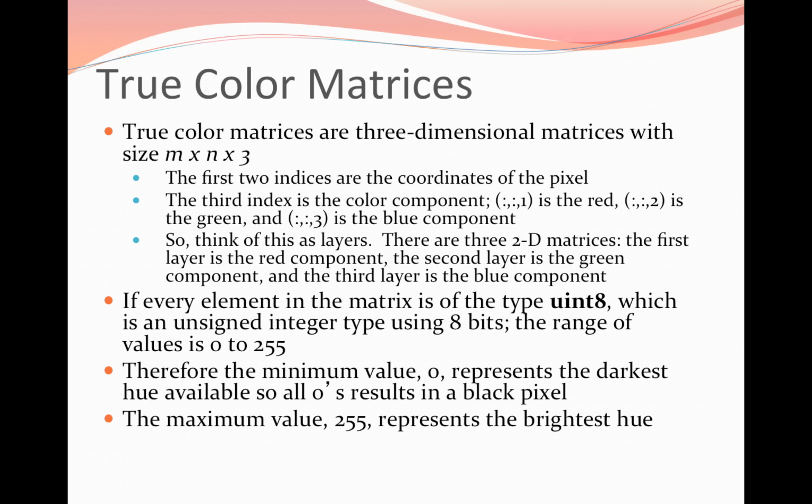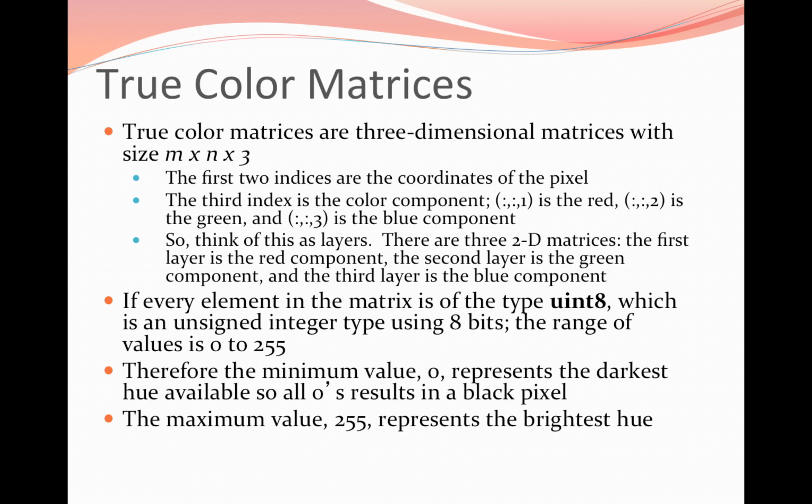With the true color matrix method, or the RGB method, you have a three-dimensional image matrix. So the image size is m by n, but the image matrix is m by n by 3. The first two indices are the coordinates of that particular pixel. So again, the image size is m by n. But the third index is the color component. The first one is the red component, the second one is the green, and the third is the blue component.